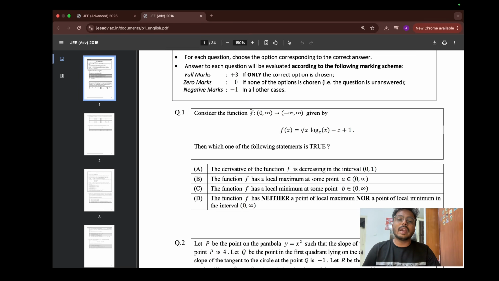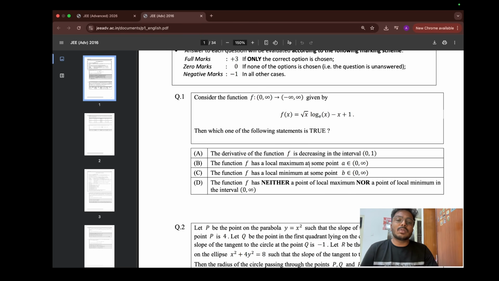Coming back to the first question. There is a function f with domain 0 to infinity and range negative infinity to positive infinity, and the function is given as root x ln x minus x plus 1. Four statements are given and you have to mark the correct ones. Personally, I found this question very good. It needs you to think very critically. You are asked about the local minima and local maxima of the function, and whether the derivative of the function is increasing or decreasing in the interval 0 to 1.